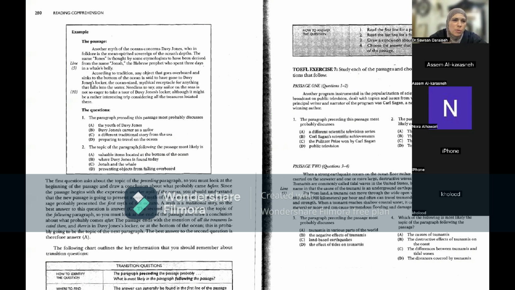So, and then there's this question, another myth of the ocean. Look, another myth of the ocean, concerning Davy Jones, who in folklore is the mean-spirited sovereign of the oceans. This guy, what is he? He's like in charge of the ocean, and he's not a kind person. He's mean, evil, all right?